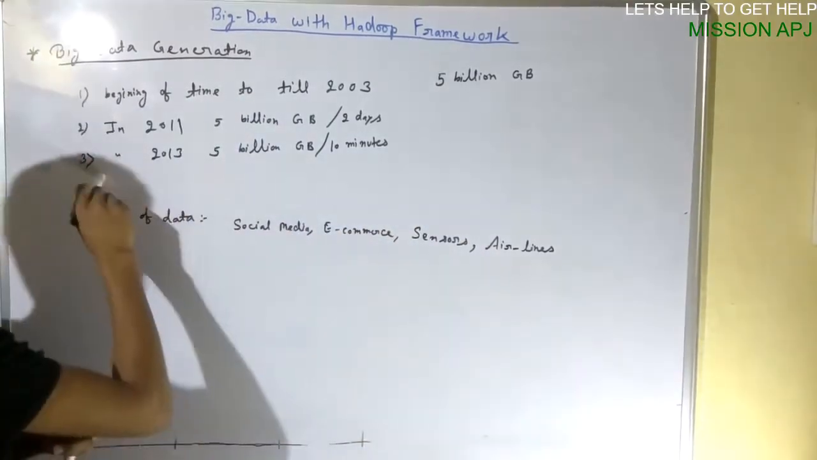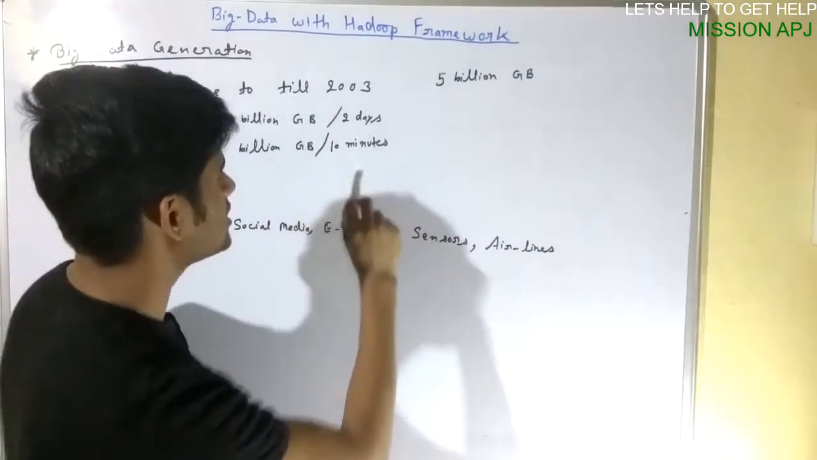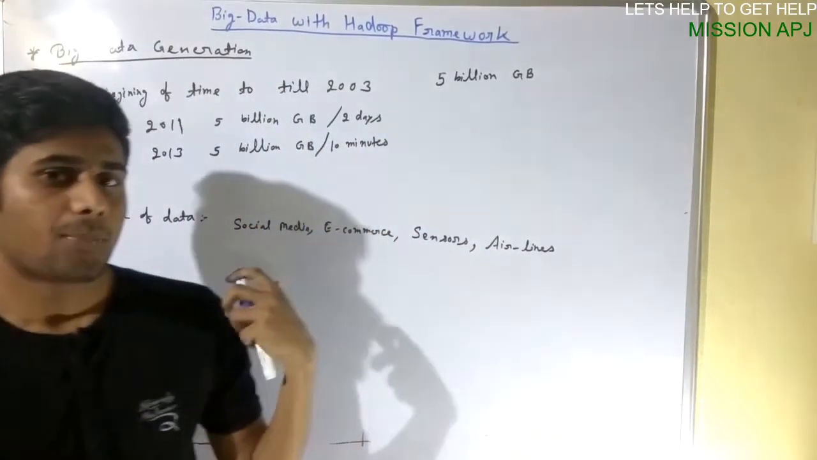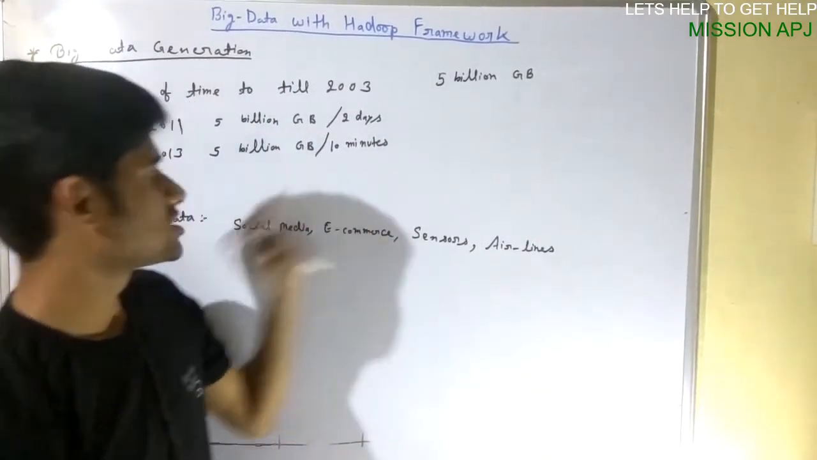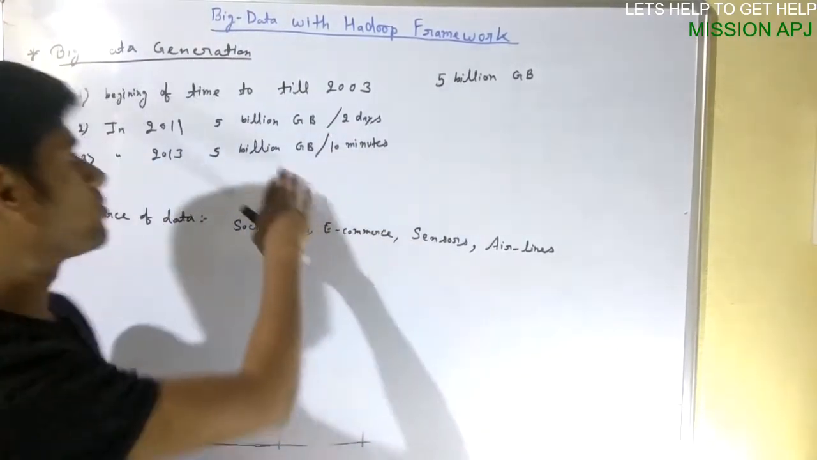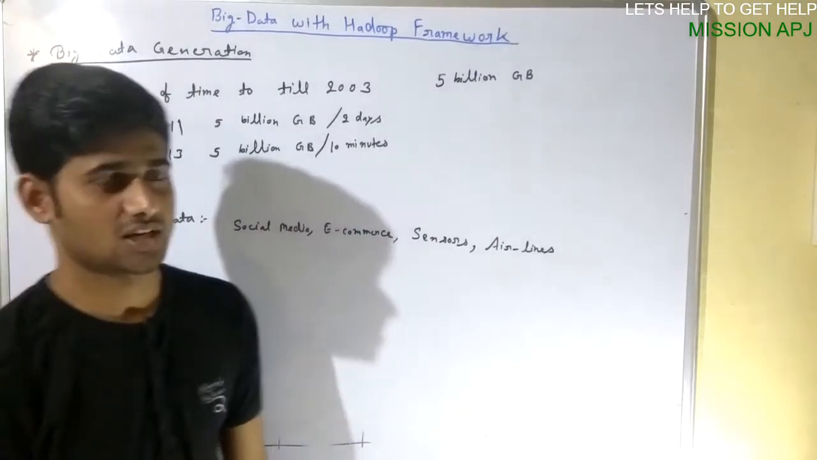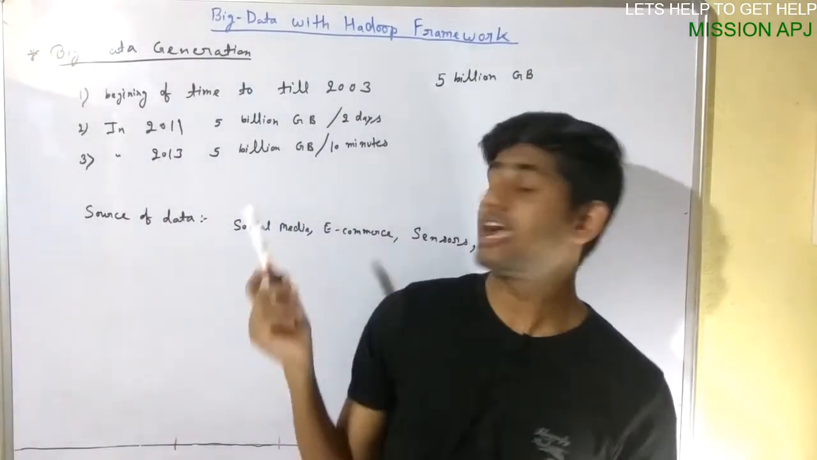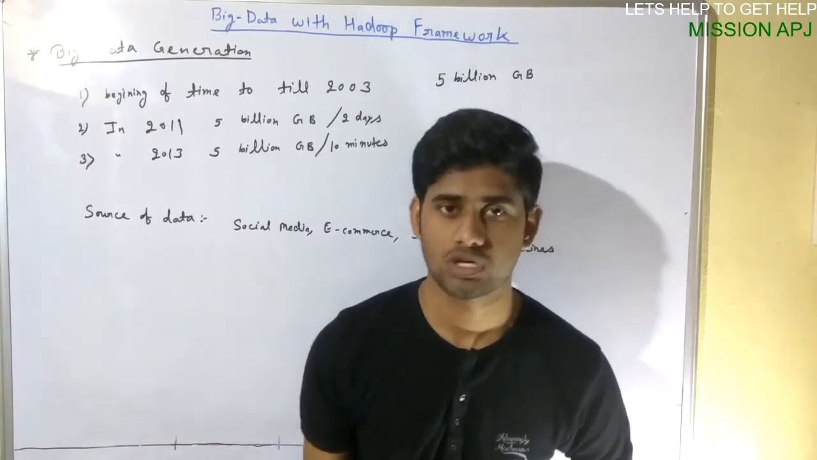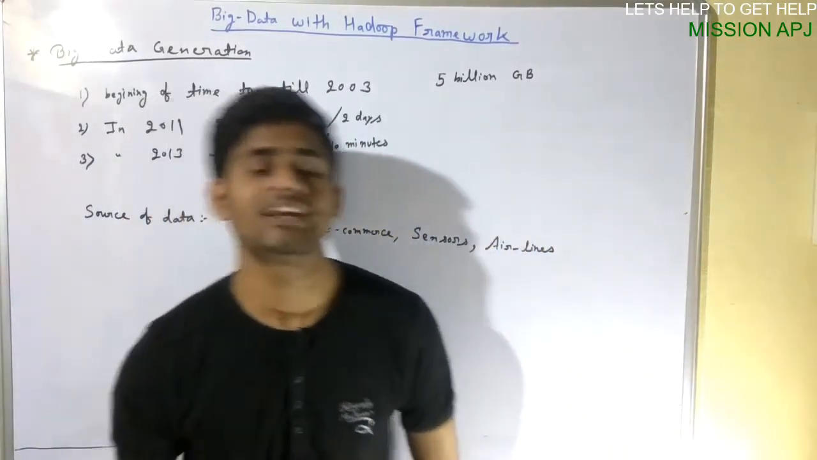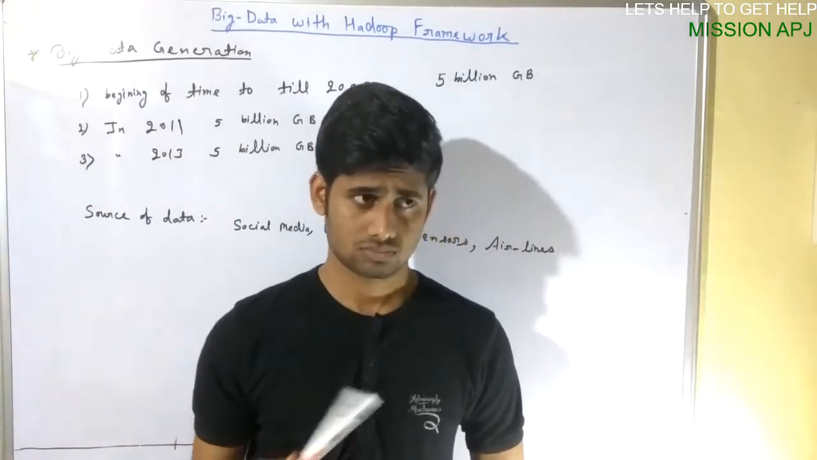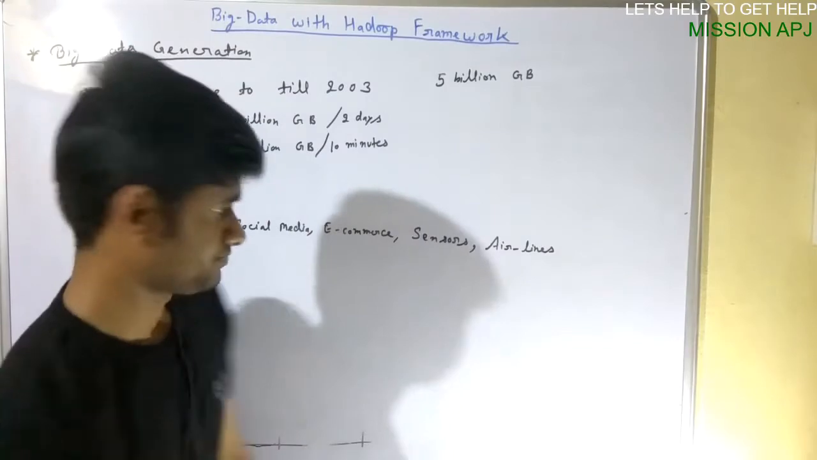Now again in 2013, 5 billion GB of data was generated in every 10 minutes. You can see in how short a time period this much amount of data has been generated. So we can say that 90% of the data has been generated in the last few years. But the question is how this much data is coming into existence.